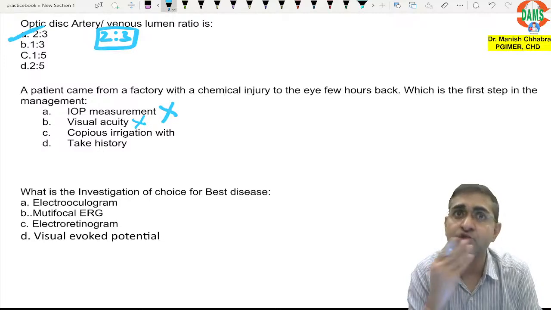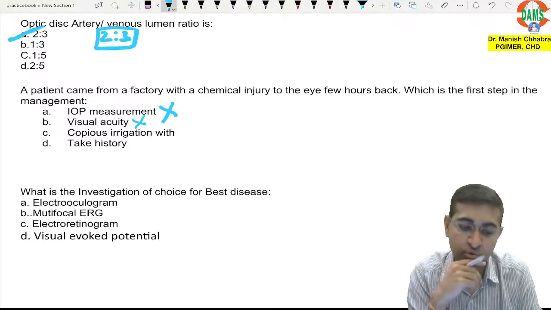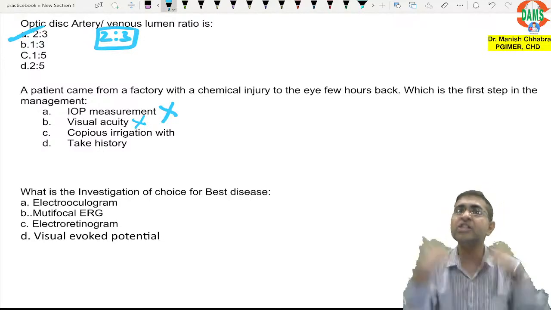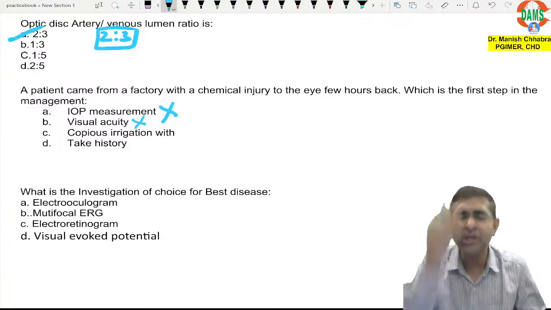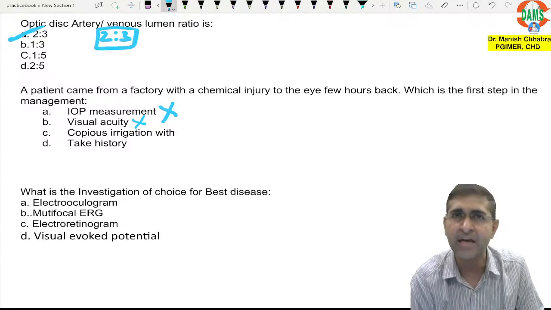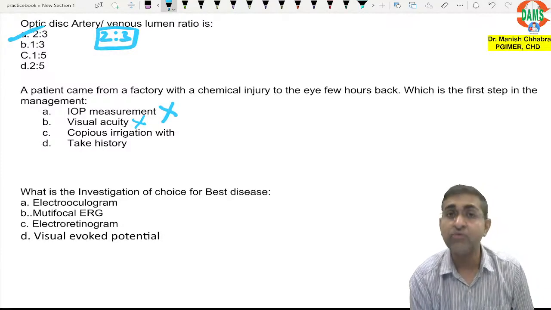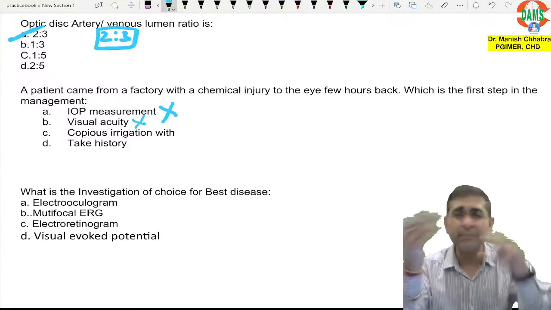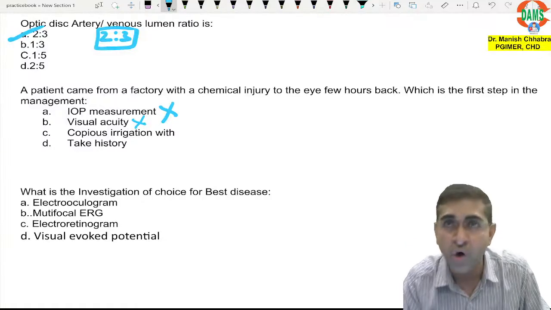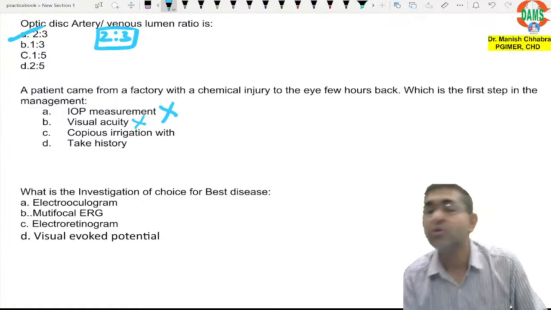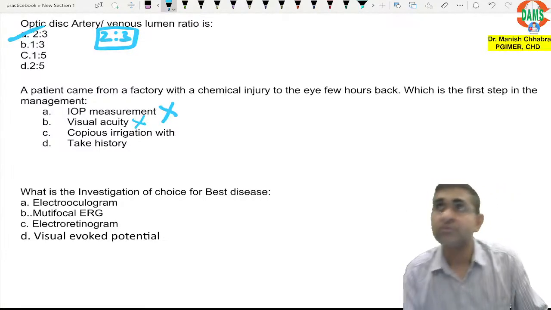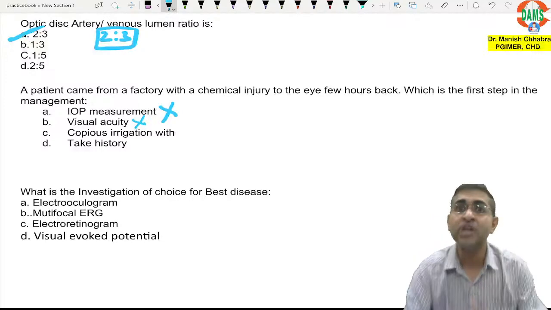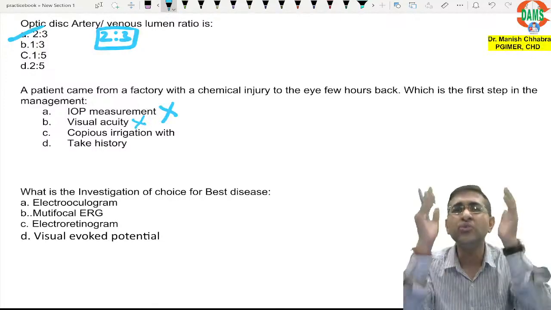Now, one is you take history, second is copious irrigation. So just imagine, the patient has come to you, saying, Doctor Sahab, something has got in my eyes. I would ask you, okay, what has got in? So he will say, some chemical, I was working. So I would not ask when did it go, where did it go, since how long, how are you feeling, what problems are you having. So I will not go into that depth.